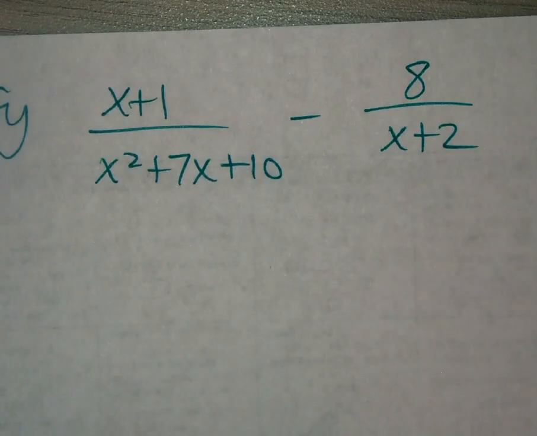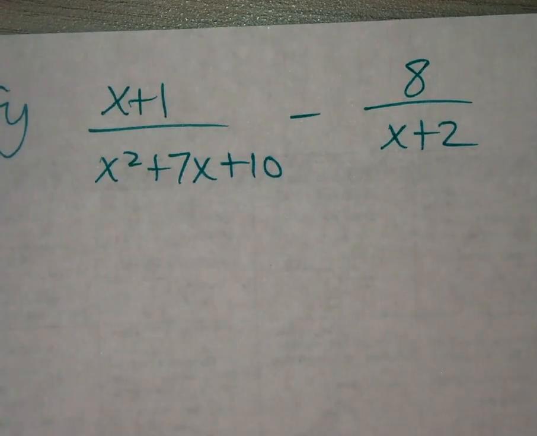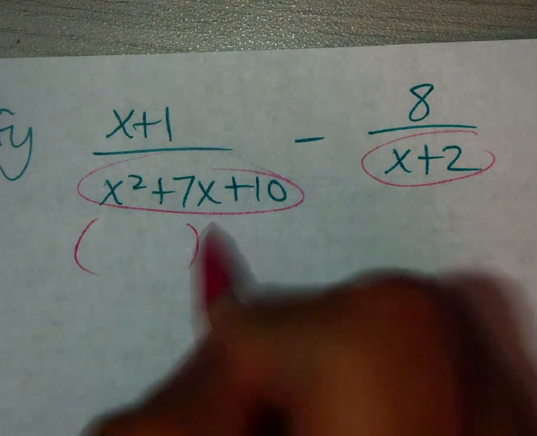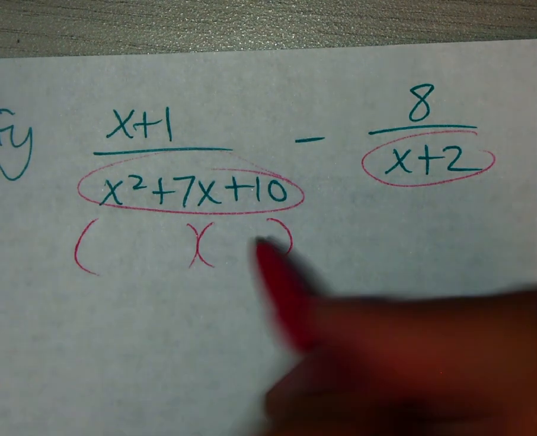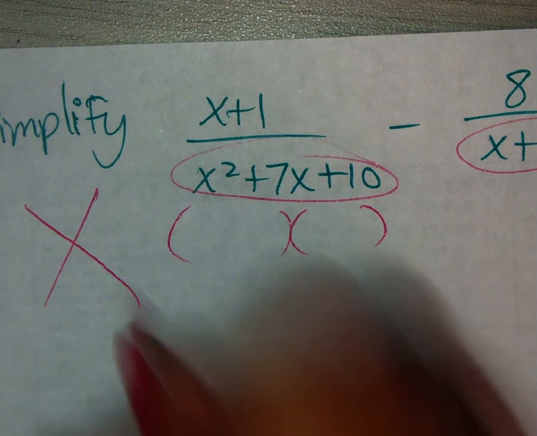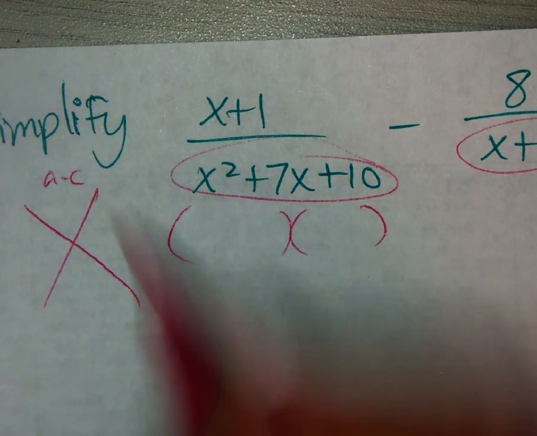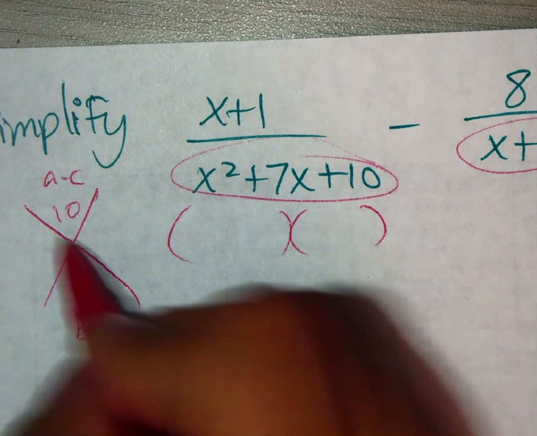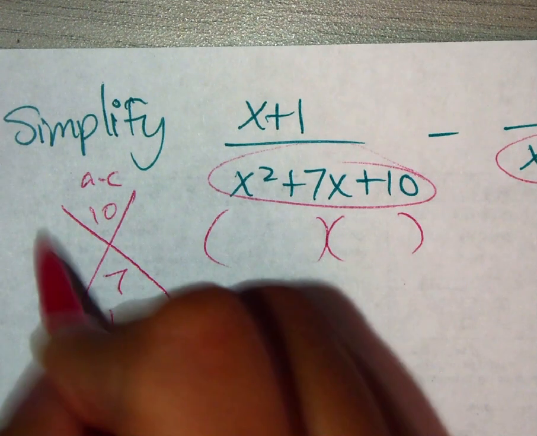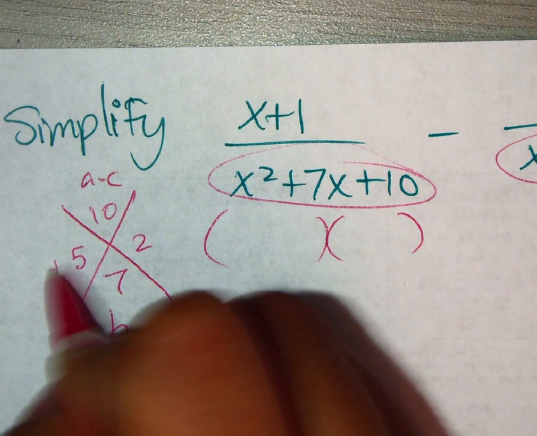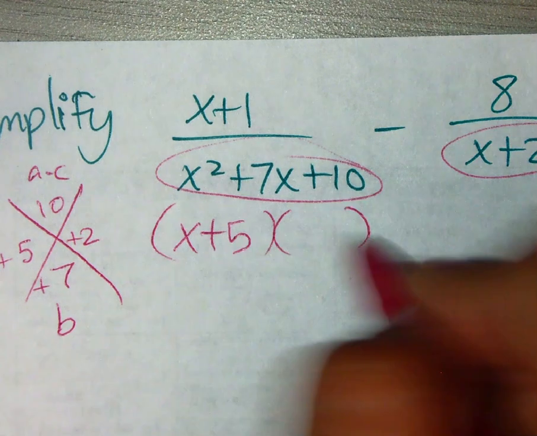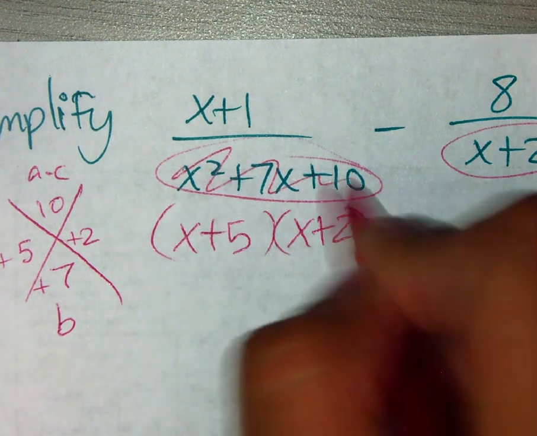Here we have this other subtraction problem, and on this one, we are, again, wanting common denominators. These denominators are not common at all, so we need to turn them into factors. This trinomial becomes two binomials, so we're going to do the x, and the a times c and b for that trinomial is 10 and 7. So the factors of 10 that will give you 7 are 5 times 2, positive 5, positive 2 will give you positive 7. So that's x plus 5, x plus 2. So those are the factors.